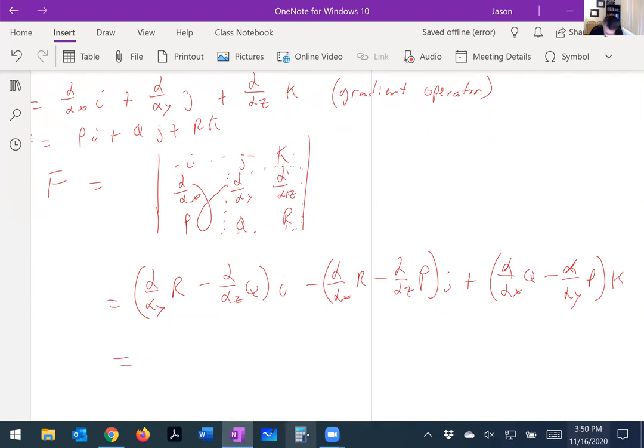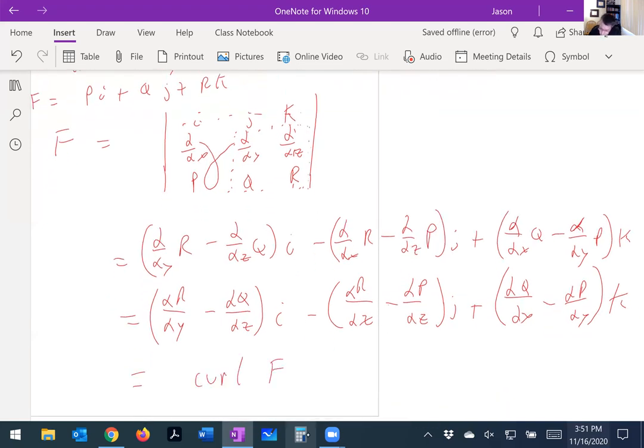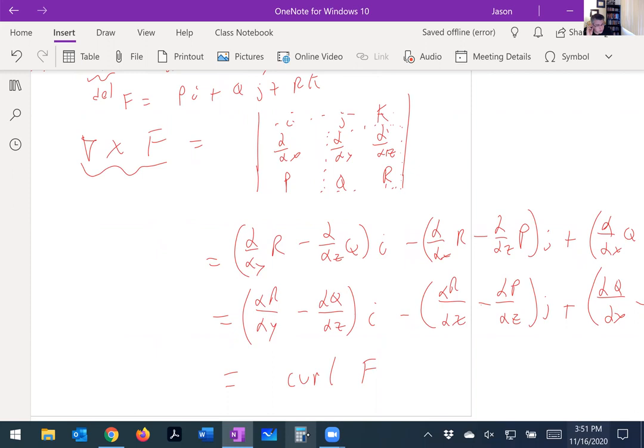So this is going to be equal to, we could just rewrite this, partial of R with respect to y minus partial of Q with respect to z, i, minus partial of R with respect to x minus partial of P with respect to z, j, plus the partial of Q with respect to x minus partial of P with respect to y. Okay, and look at that. That's the same thing that we got before. That's the curl. That's how we define the curl of F. The curl of F is the determinant of this 3 by 3 matrix of del crossed with F.